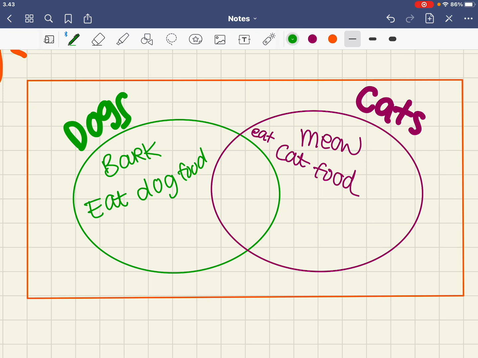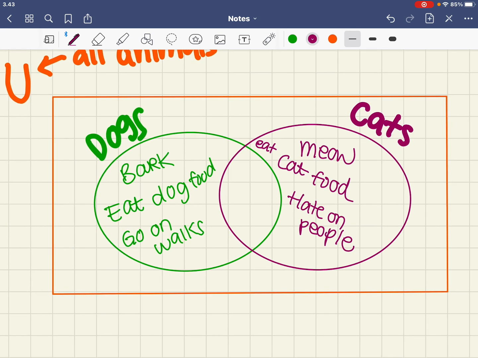Again, like dogs, you could say they go on walks. Usually cats don't do that, so I'll put hate on people as another characteristic. So again, this is my universe, so you're welcome to debate with me on these. But what do they have in common? Think about it.